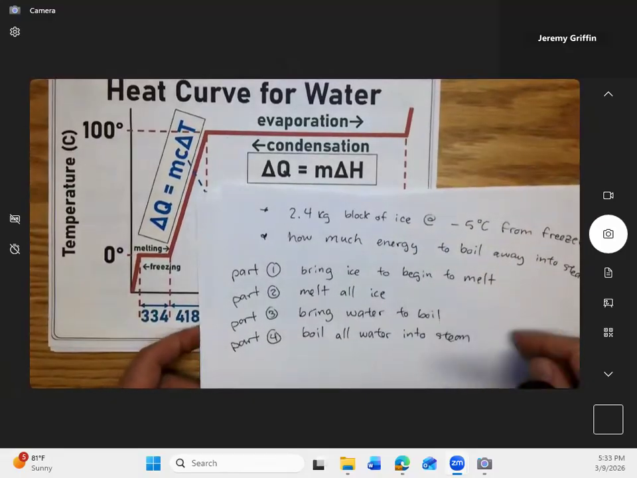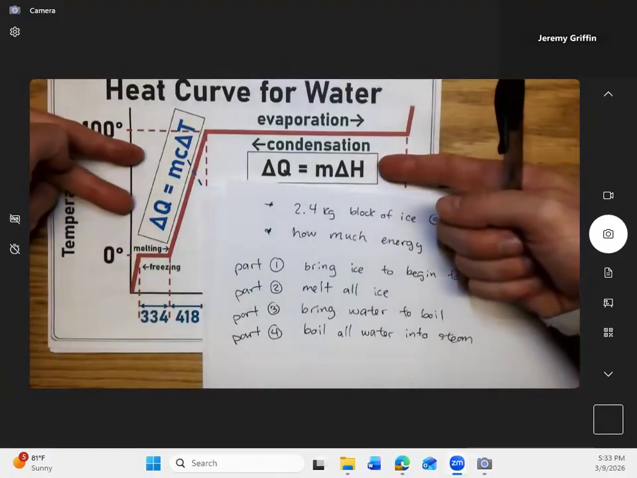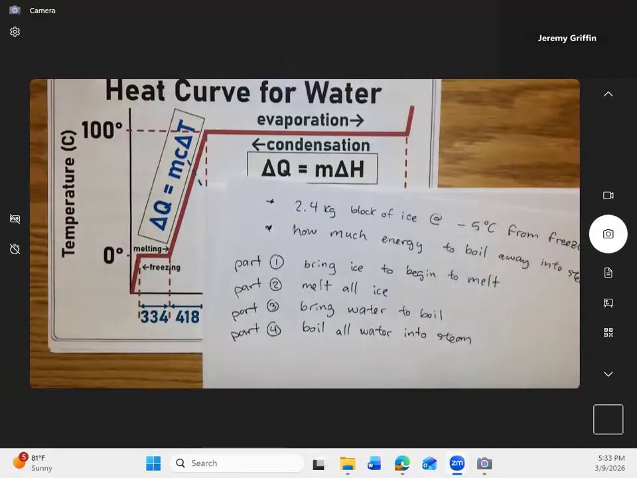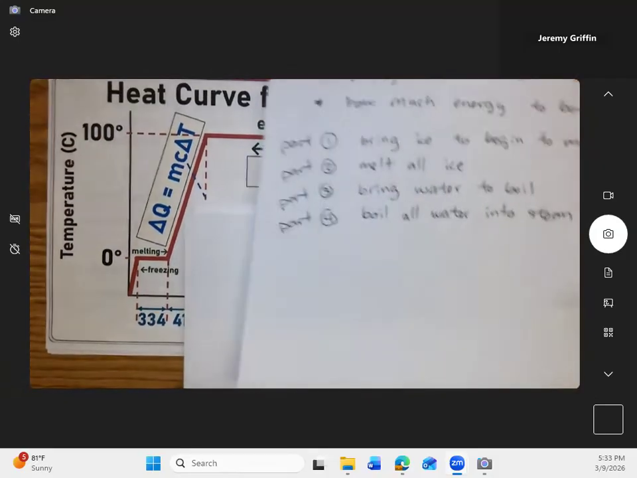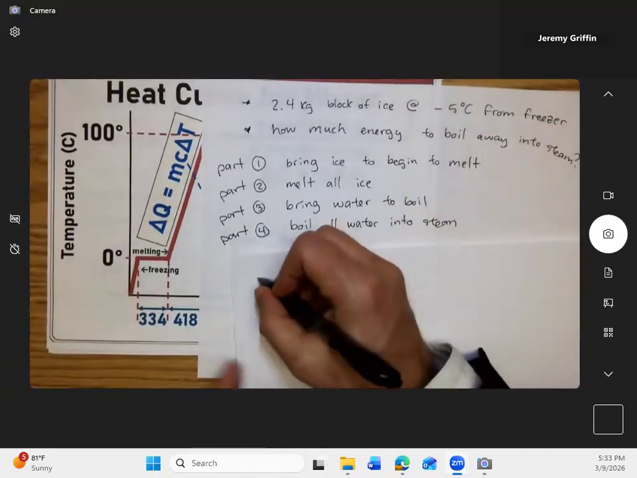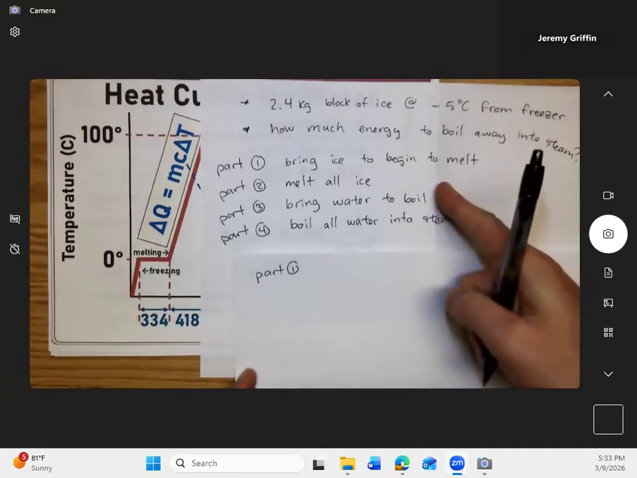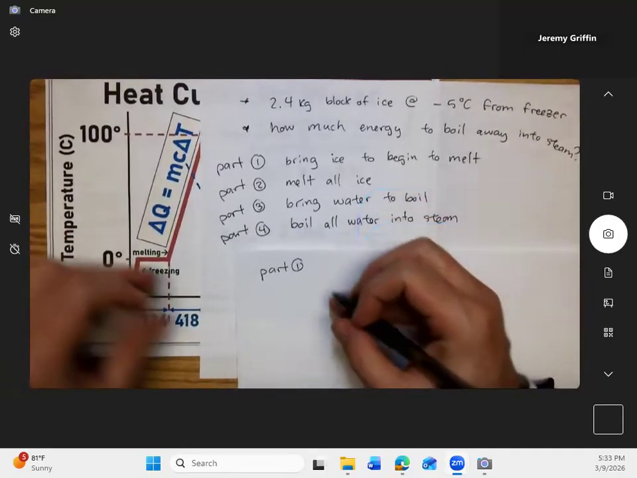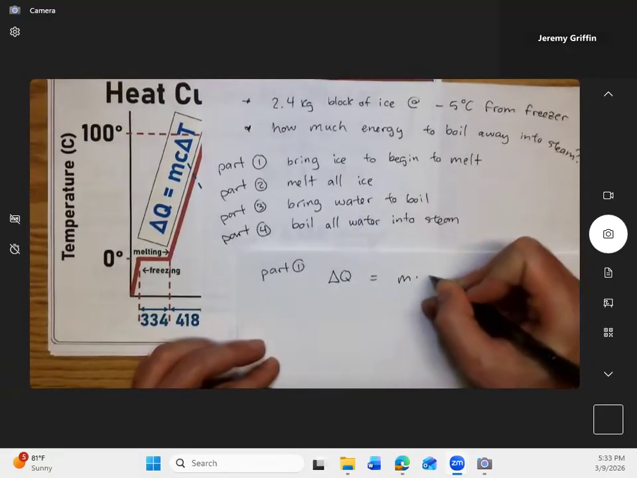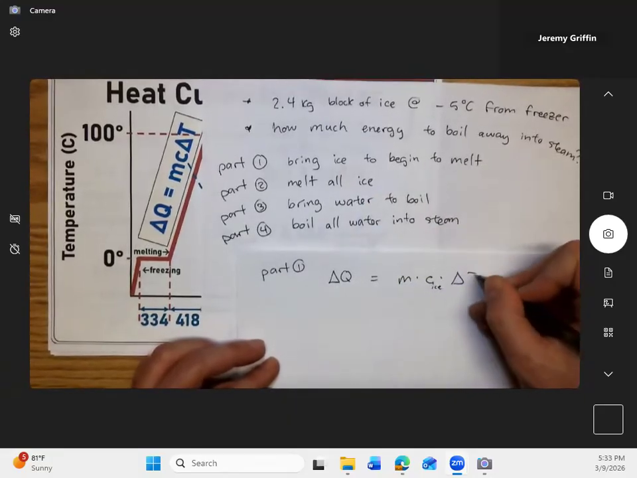Okay. And so how do you create equations for these? And actually, the only 2 equations you need are right here and right here. So we're going to solve this 4-part journey with these 2 equations. All right. I'll show you guys how. So first things first. I'll call this part 1. So you guys know what that corresponds to. Right. Bring the ice to begin to melt. So I'm going to say the transfer of energy is equal to mc of ice, I should say, delta T.